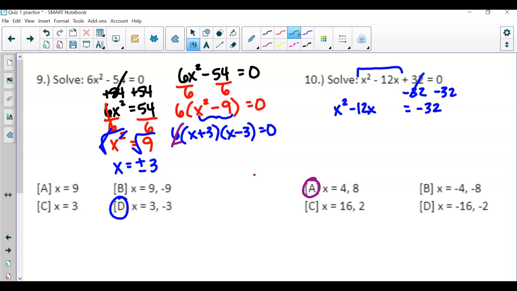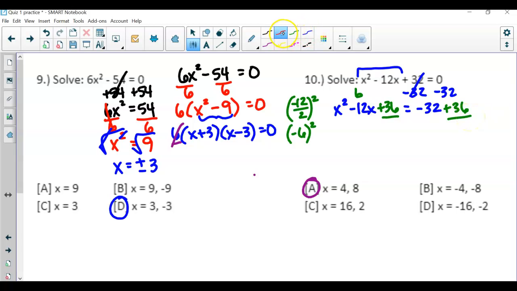Now I'm going to go through and complete the square. So remember, to complete the square, we take our b. Well, what's our b? -12. We take b and we half it and square it. So half of -12 is -6. -6 squared, +36. Remember though, whatever we add to one side, you add to the other side of the equation.